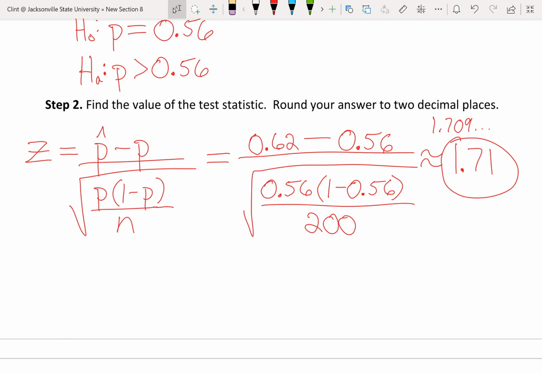Have questions using that formula? Okay.